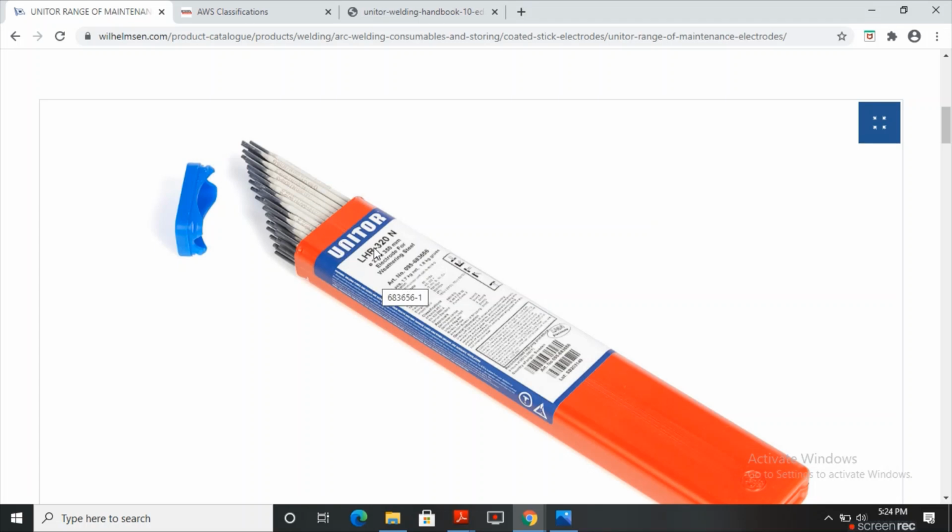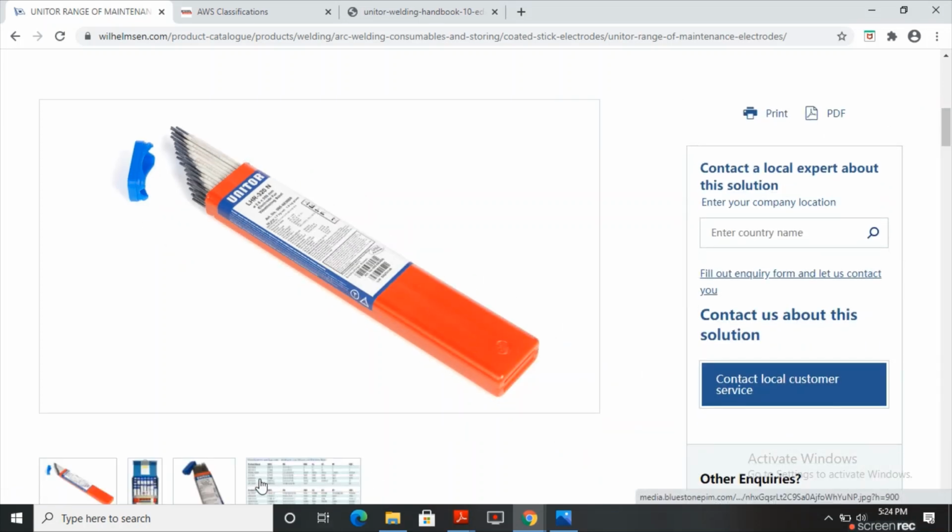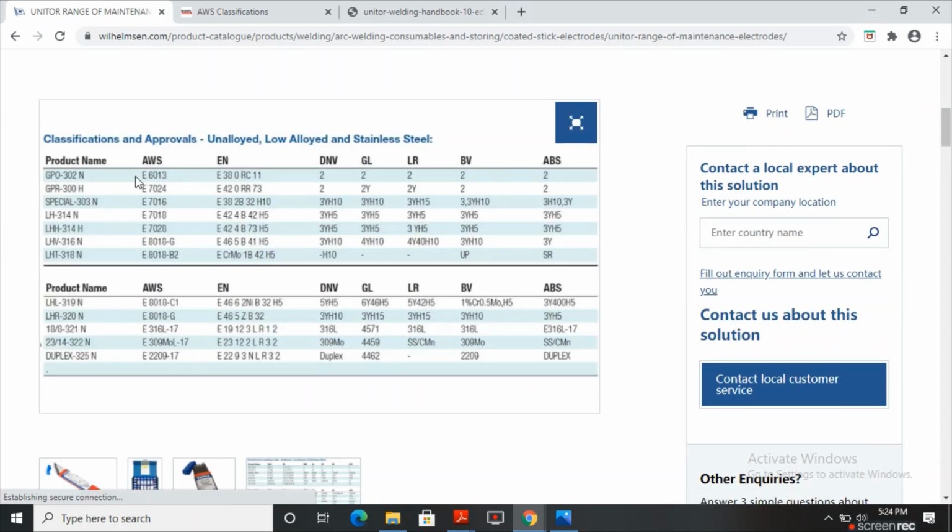It looks like this, and it has the code LHR320N, and it has a nomenclature of E6013 in the American Welding Society, which is normally called AWS. And we have a number of electrode nomenclatures such as 6013, 7024, etc. So the surveyor in the orals asks us about what is the meaning of E6013.